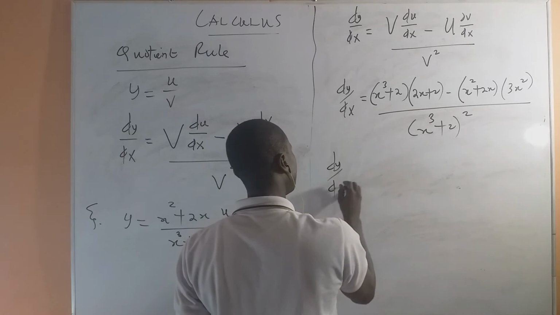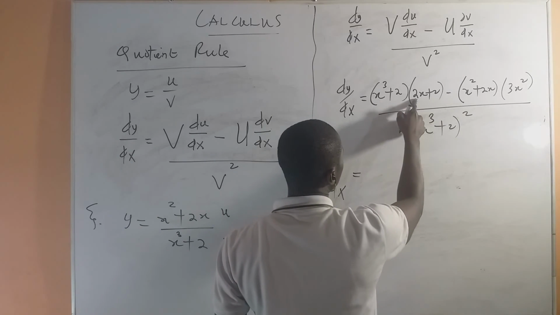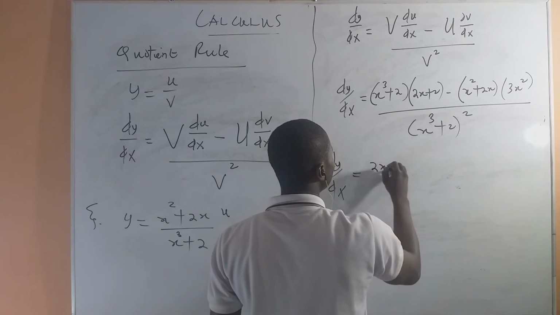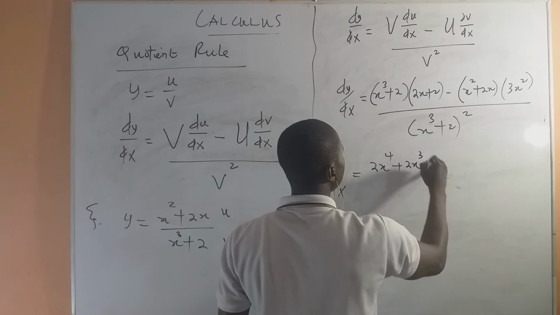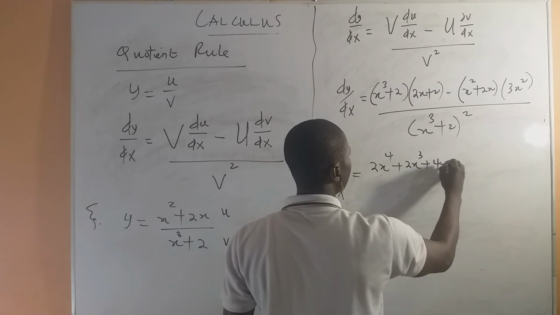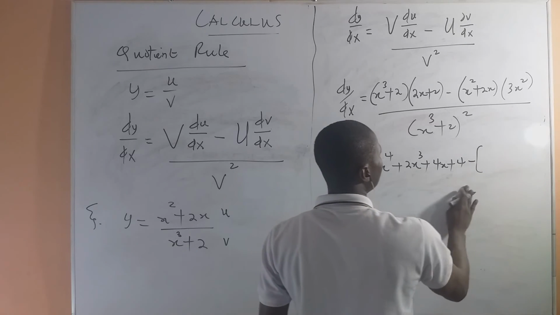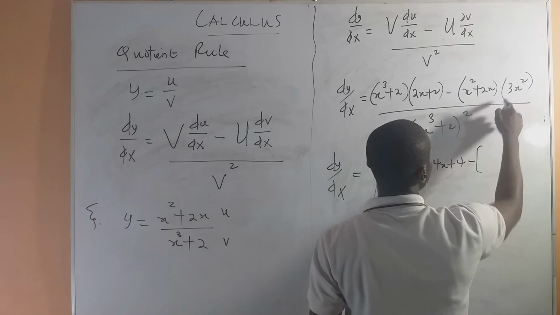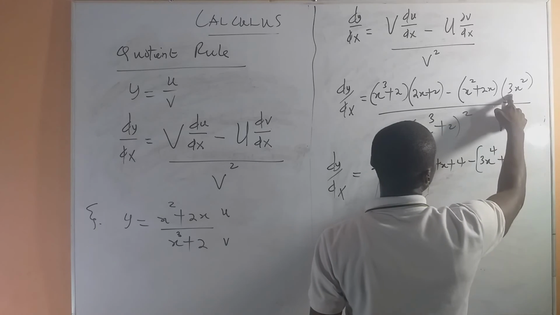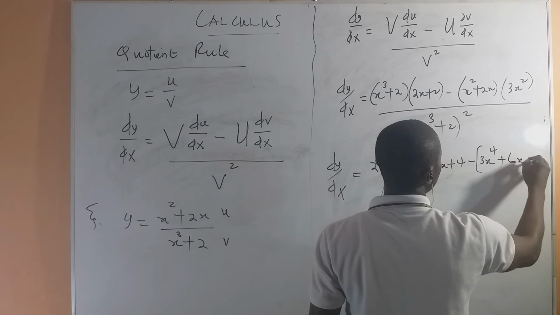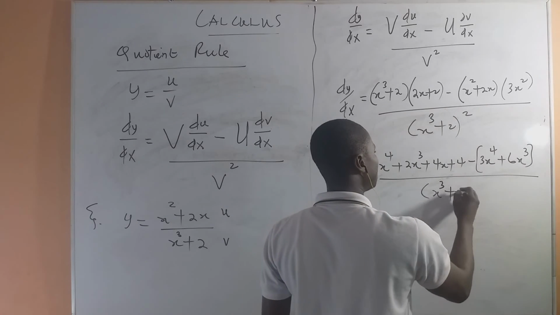Then we simplify the numerator, and that one we need to expand. So x cubed times 2x will give us 2x exponent 4. Then x cubed times 2 will give us 2x exponent 3. Then 2 times 2x will give us 4x. Then 2 times 2 will give us 4. Then we need to also simplify this. Now x squared times 3x squared will give us 3x exponent 4. Then 2x times 3x squared will give us 6x exponent 3. All divided by x cubed plus 2, all squared.